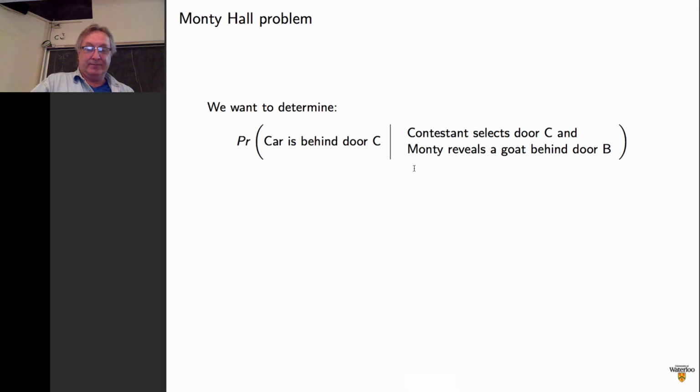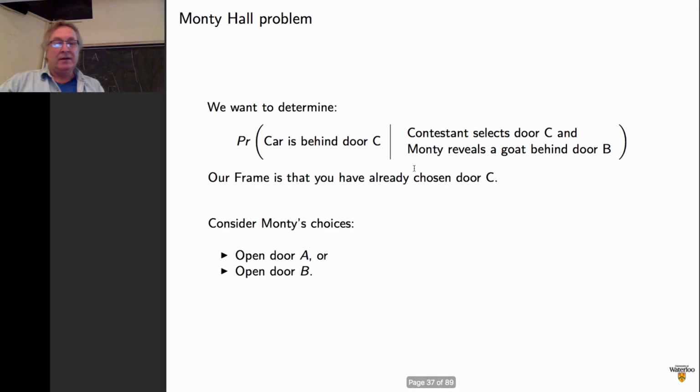Okay? So let's look at this. Let's suppose that we're just going to look at the case. You've already chosen door C. It doesn't matter which one you chose, they're all the same. I've chosen door C, and that's the only case we're looking at. So Monty has two choices. He can open door A or he can open door B.